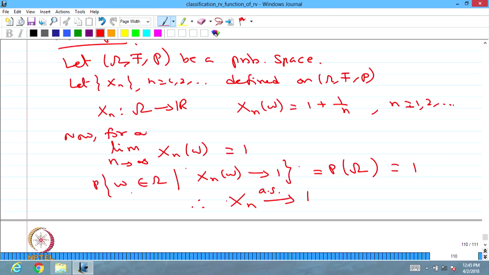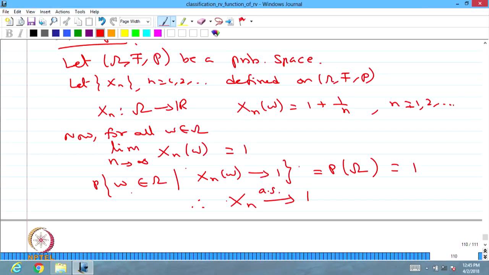Because for all ω belonging to Ω, the limit as n tends to infinity of Xn(ω) is equal to 1. Therefore, finding the probability of ω belonging to Ω satisfying this condition, that is Xn(ω) tends to 1 as n tends to infinity, that is going to be all possible outcomes. That is nothing but P of Ω, which is equal to 1. Therefore, it satisfies the condition for almost sure convergence. Therefore, Xn converges to 1 almost surely.